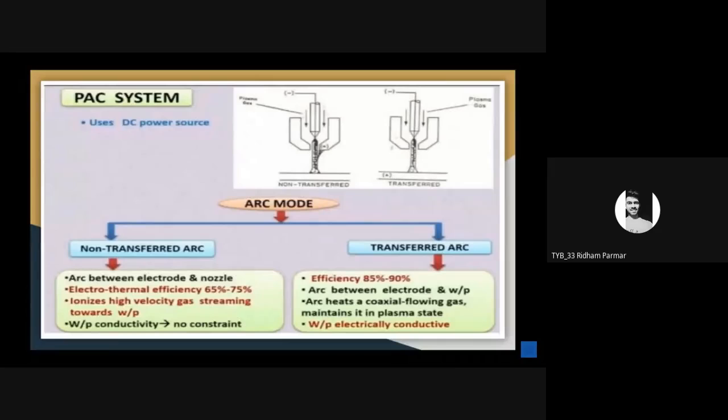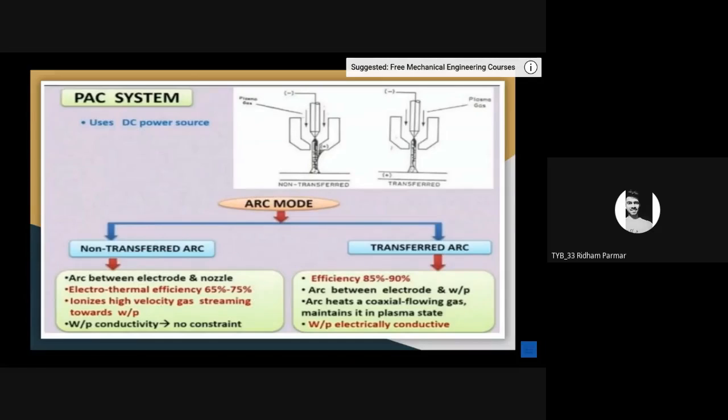Okay, the flowing gas pressure may be up to 1.4 megapascal, resulting in a plasma velocity of several 100 meters per second. The higher the gas flow rate, the more momentum the plasma jet has. It will ease the removal of molten material from the machining zone.